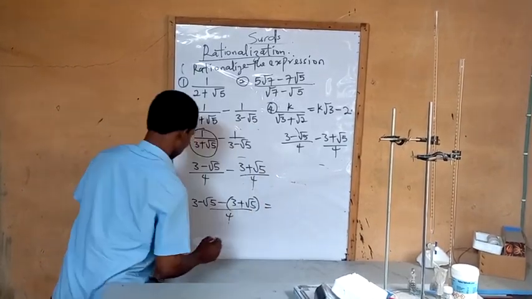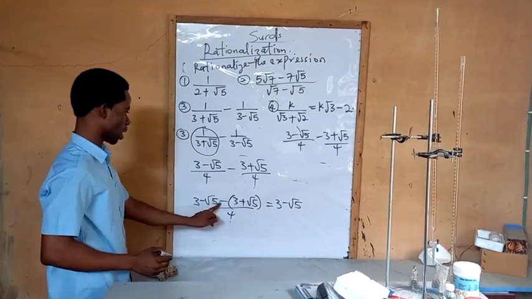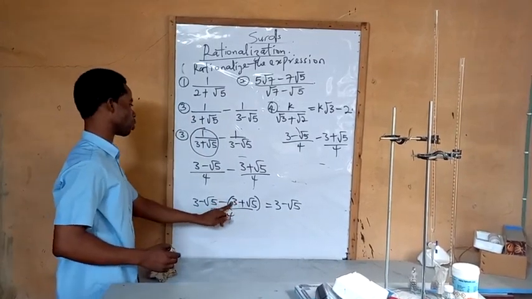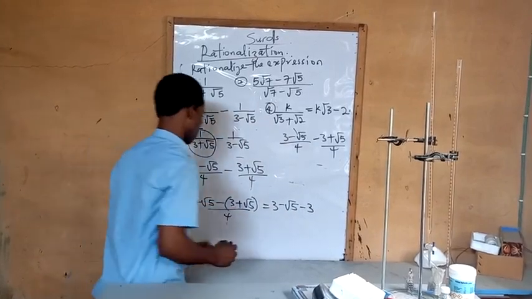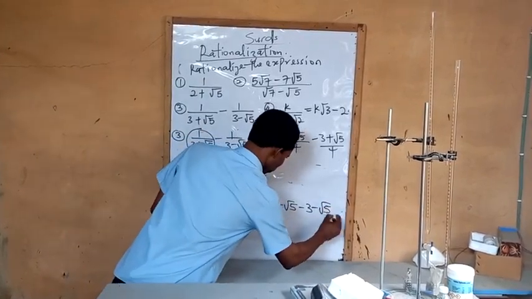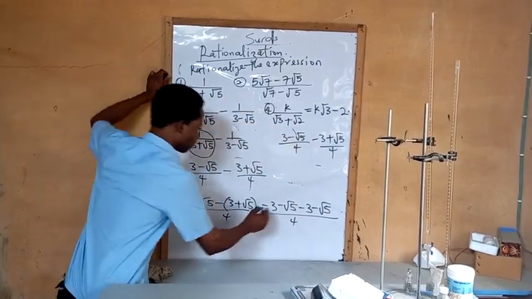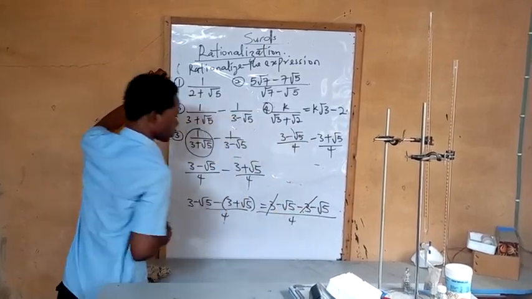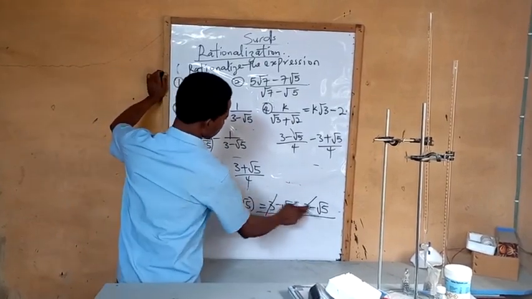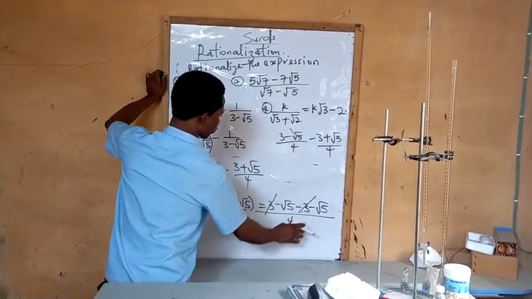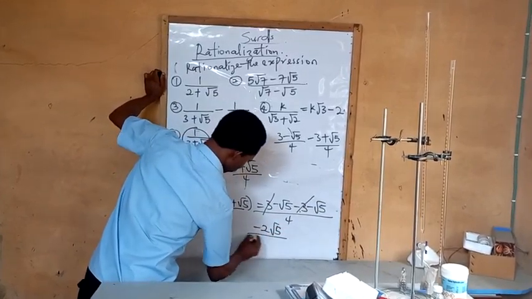So that means 3 minus root 5. The minus will not affect this. You know, minus and plus is minus. Minus 3. Minus and plus is minus. Minus root 5. All over 4. So that means plus 3 becomes minus 3. I told you there is an invisible one here, there is an invisible one here. Minus root 5 minus root 5, that is minus 2 root 5 over 4.